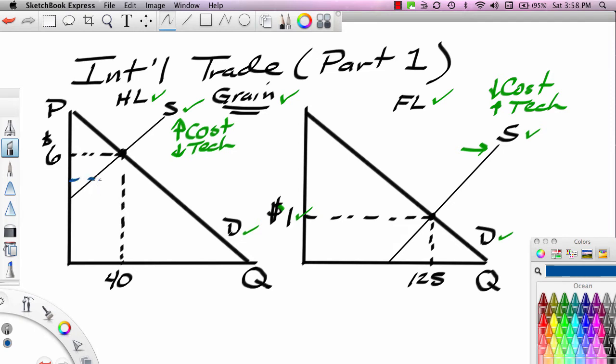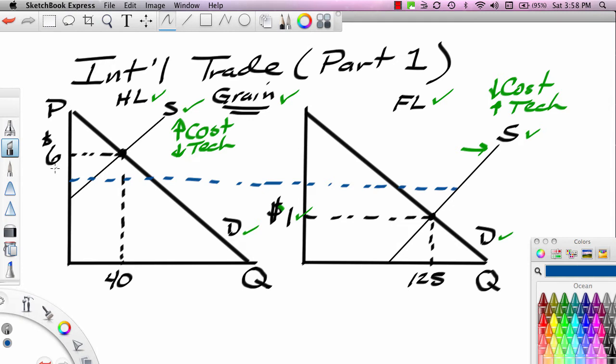It would have to fall somewhere between 1 and 6. Now let me draw a dotted line across these two models. You can see that I've drawn a dotted line that is below 6 but above 1. Now that has to be the case.